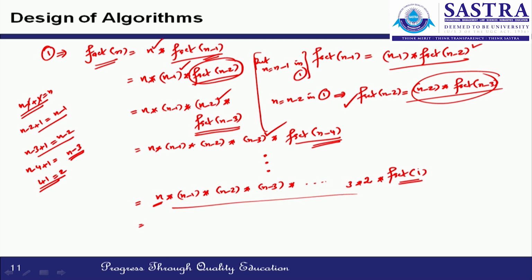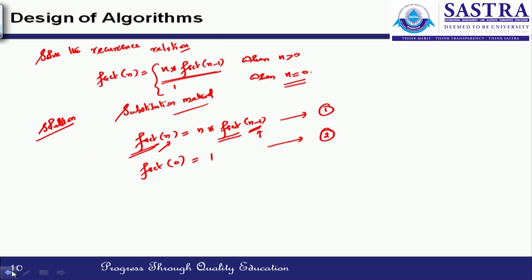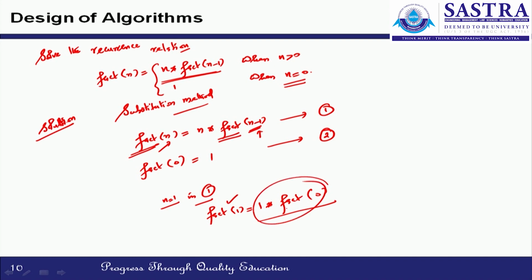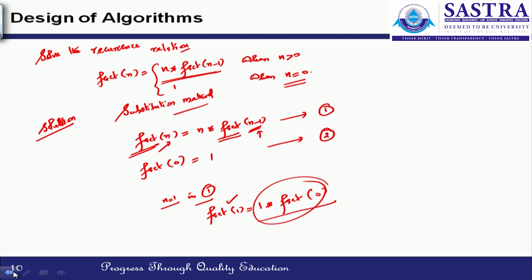Now consider what happens when fact of 1 has been called. In fact of 1, we have the same recurrence relation, equation 1. Putting n is equal to 1 in equation 1, we find the value of fact of 1. Fact of 1 is equal to 1 into fact of n minus 1, and n minus 1 is 0. Now substitute the value of fact of 1 in the last equation. What is fact of 1? 1 into fact of 0.